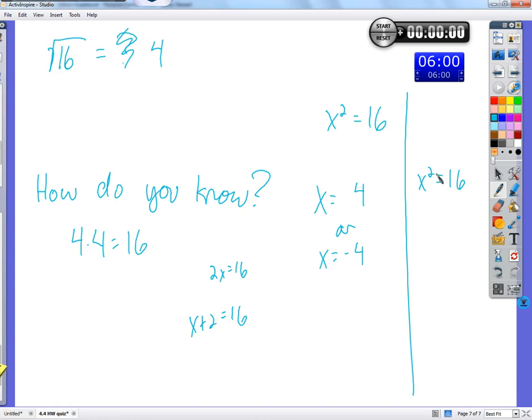So the square and the square root sound familiar. X squared is a number times itself. The square root of a number is looking for a number that is multiplied by itself to give that number. It sounds like they're really, really similar.